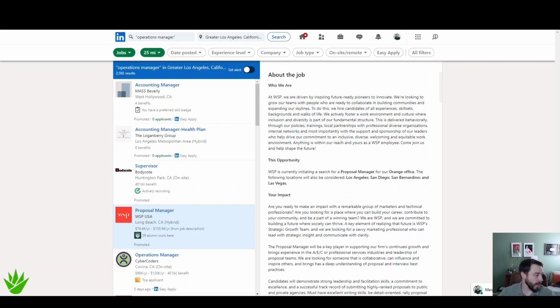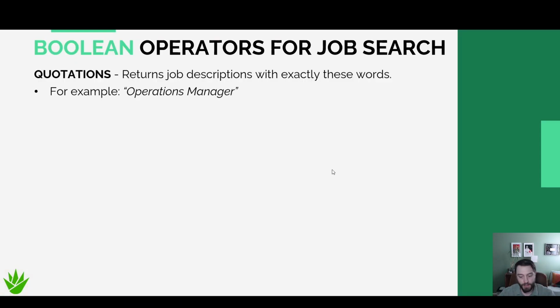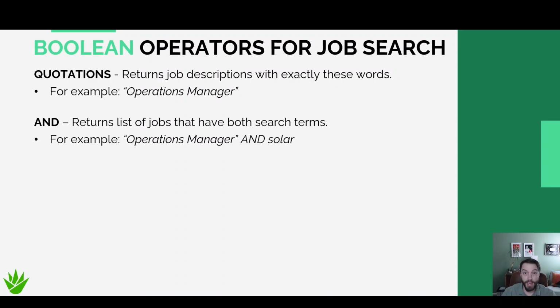So if we're going to use other operators, the next one on our list that we'll look at is AND. When you use AND, you're doing it for two terms. So this one will return a list of jobs that have both of these search terms. So for example, we're going to do operations manager again in quotes, so jobs that are specifically operations manager and solar. If we have solar experience or whatever experience it is, we want to find roles that are related to that specific experience that we have. So in this case, we're going to use solar for this example.